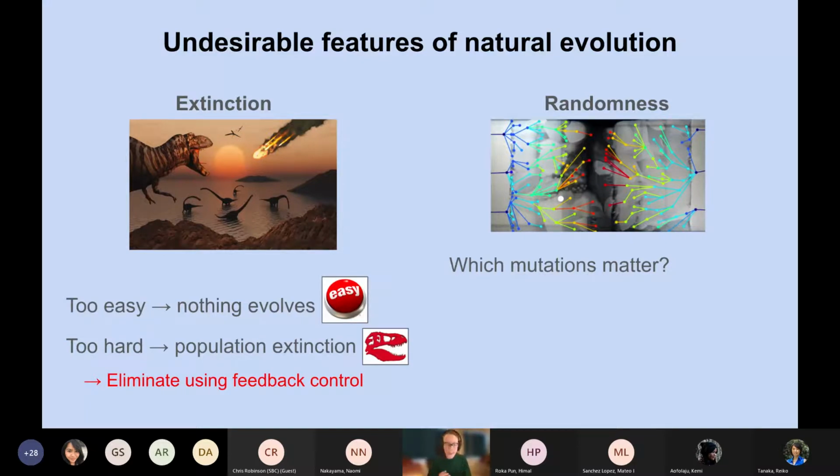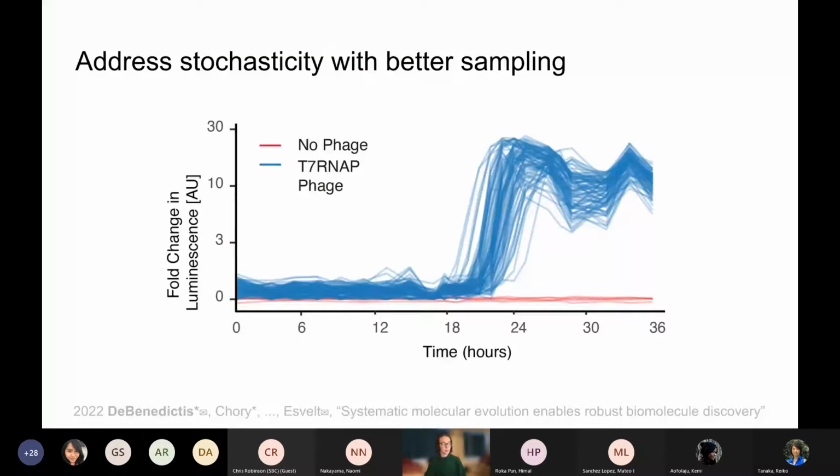Like, okay, here's my protein, it has some mutations in it, it clearly has higher activity, but really what I want to know is which of these mutations mattered. Are some of these mutations just random? Am I seeing them just by chance? Or are some of these mutations actually functional and contributing to the altered function of this protein? And I decided to address the randomness of evolution by doing better sampling.